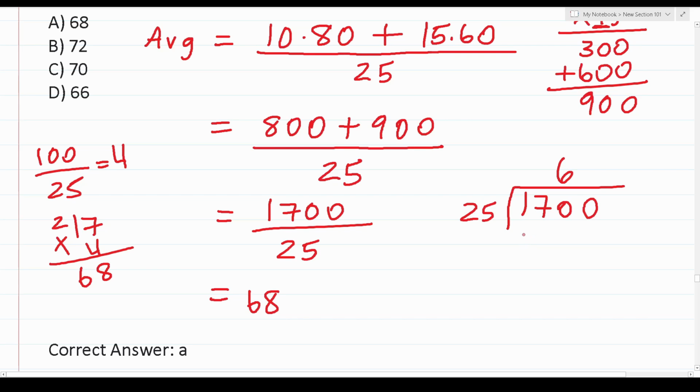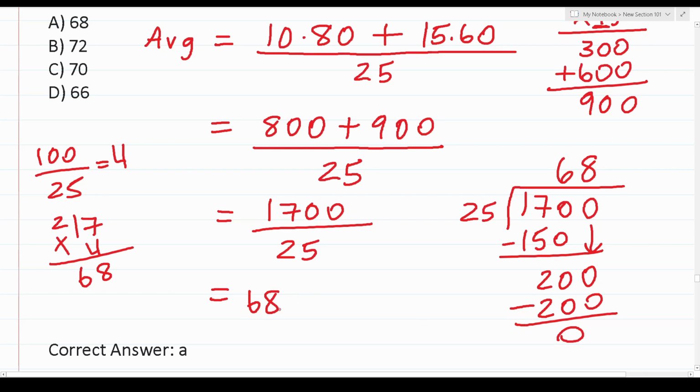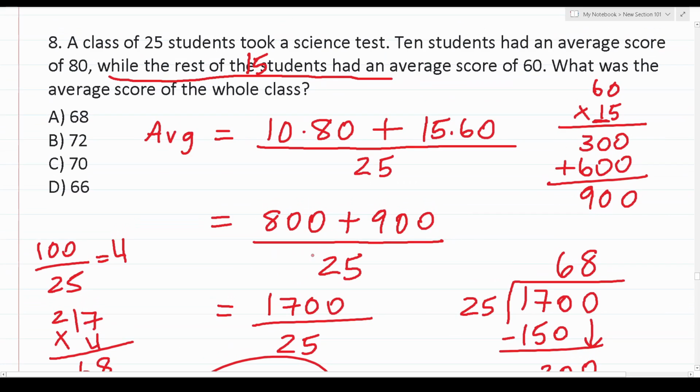Again, 25 times 6 is 150. 170 minus 150 is 20. Drop down this 0. 25 goes into 200 8 times. 25 times 8 is 200 with no remainder. All right, so whether you solve this one mentally or you did the long division, you get the same answer of 68 for the class average. And as you can see, that is answer choice A.